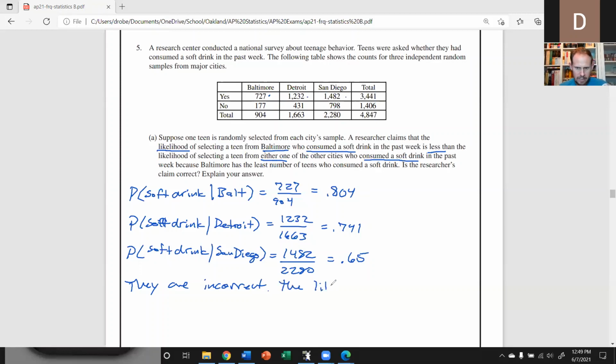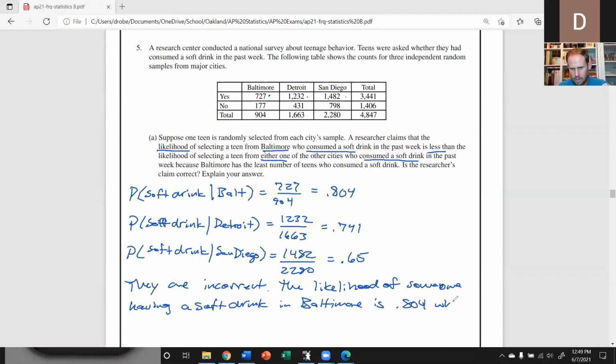The likelihood of someone having a soft drink in Baltimore is 0.804, which is greater than both Detroit and San Diego.